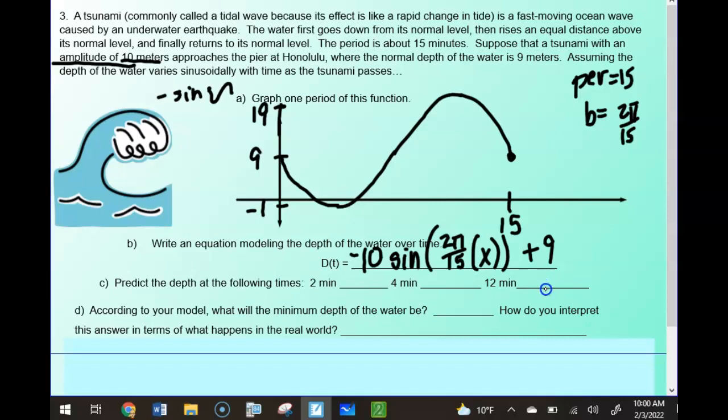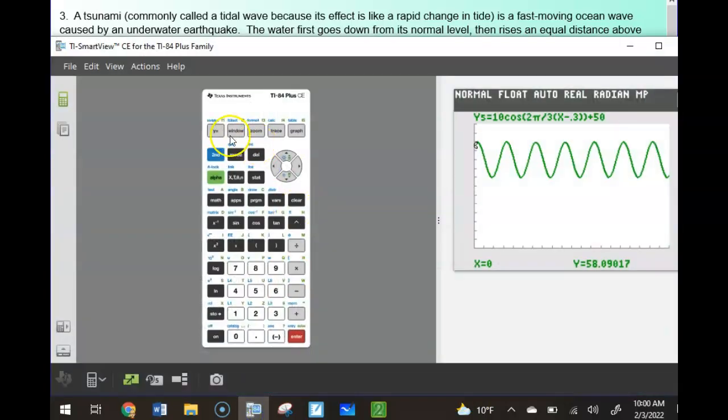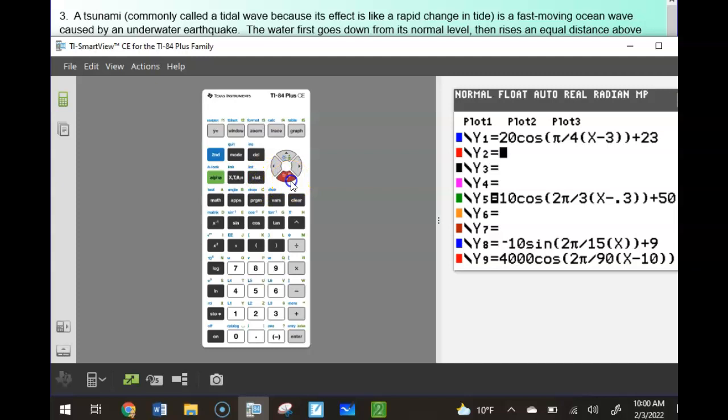So this one was weird. How far do we want our window to go out? It says predict at 2, 4, and 12. So we could do 0 to 15 for X. And what about the height? We have to have negatives this time, right? So maybe -5 to 20 or something. Okay. Let's see if Hofbauer has it typed in correctly this time. I have -10 sine 2 pi over 15 x plus 9. Is that what we got, guys? Okay.